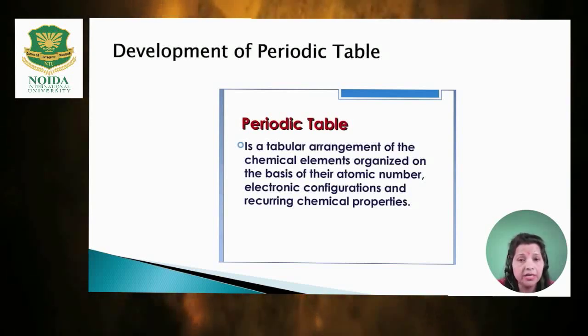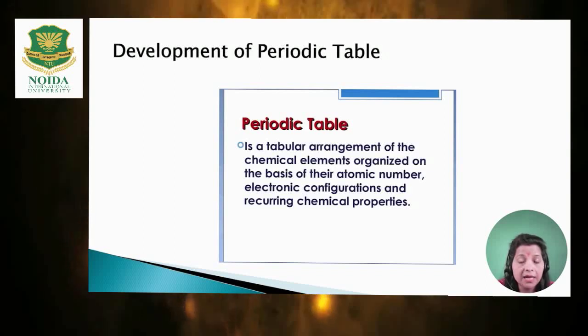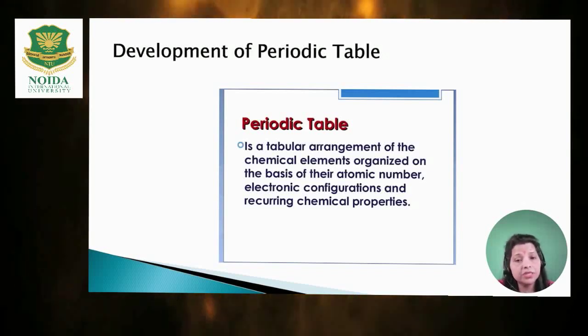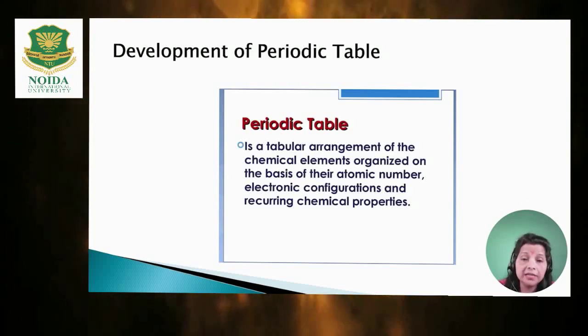Before the development, you need to understand what a periodic table actually is. The periodic table is a tabular arrangement of the chemical elements organized on the basis of their atomic number. Remember, atomic number, not atomic masses, as the earlier work was done on the basis of atomic masses. Then again, electronic configuration and recurring chemical properties, right?